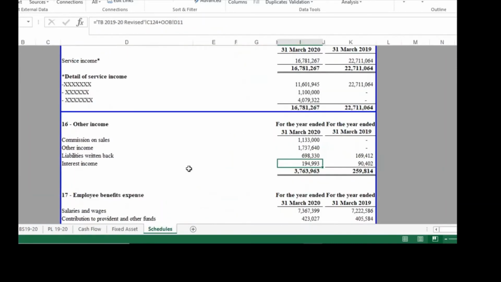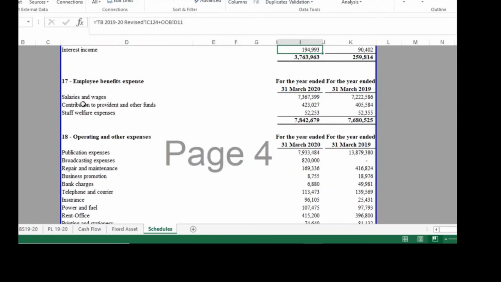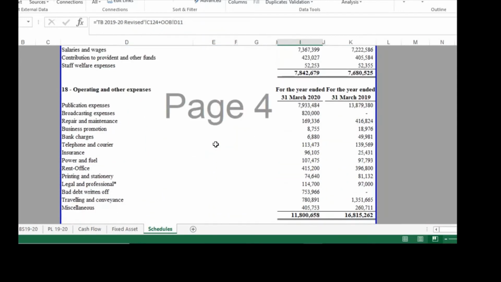So now we go to the next item, which is employee benefit expenses. So there is no item which needs to be adjusted. So we skip that part.